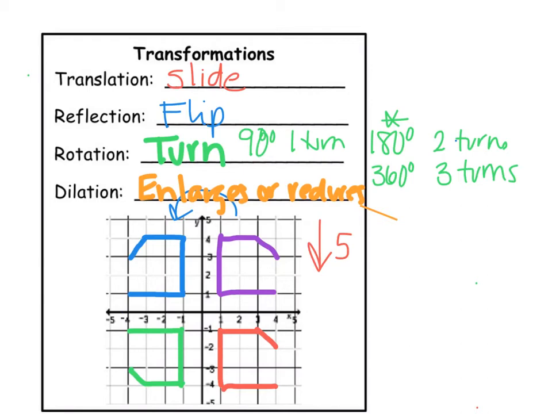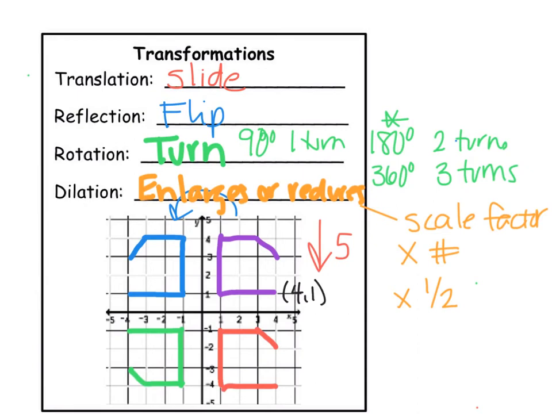Let me spell that a little nicer for you. So it enlarges or reduces the figure by a scale factor, and scale factor means we're going to multiply by a number. So if I were to enlarge this particular transformation, I'm taking a look at the purple one again, by a scale factor of, let's say, 1/2, that means each ordered pair will be multiplied by 1/2. So for example, let's take a look at this coordinate right here.